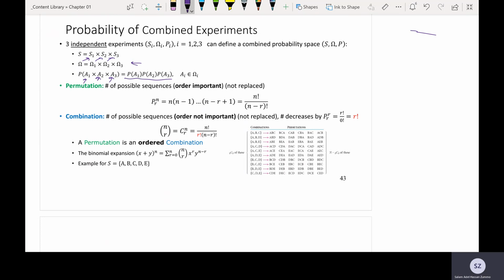Why is that? Because the experiments are usually assumed to be independent. So in this case, the probability of A1 and A2 and A3 equals the probability of A1 multiplied by the probability of A2 multiplied by the probability of A3. And this is because the experiments are assumed to be independent.